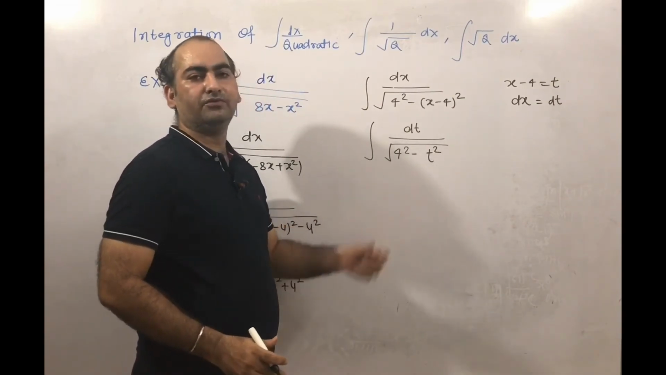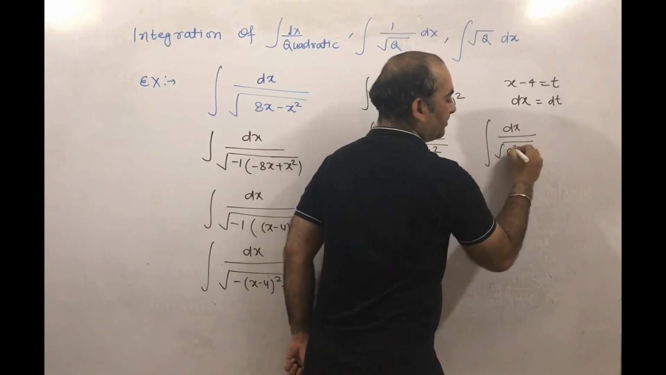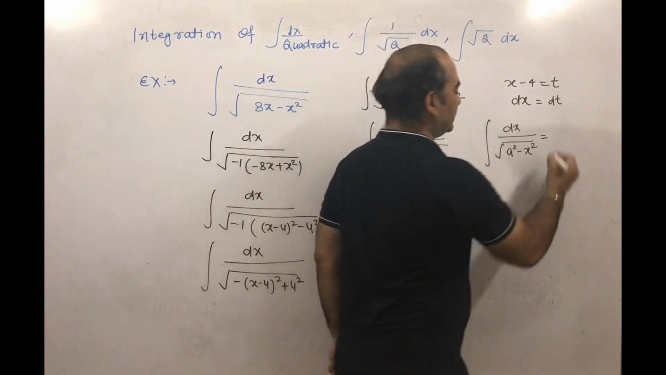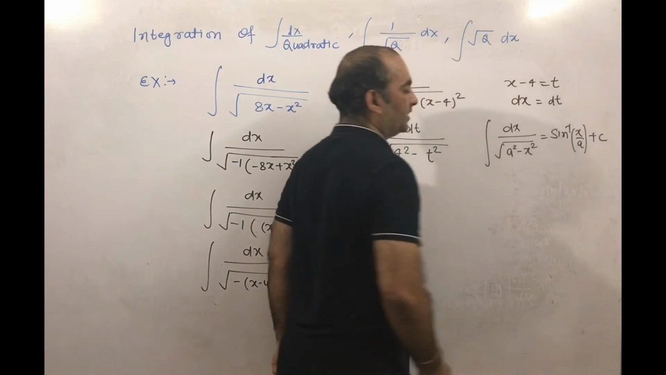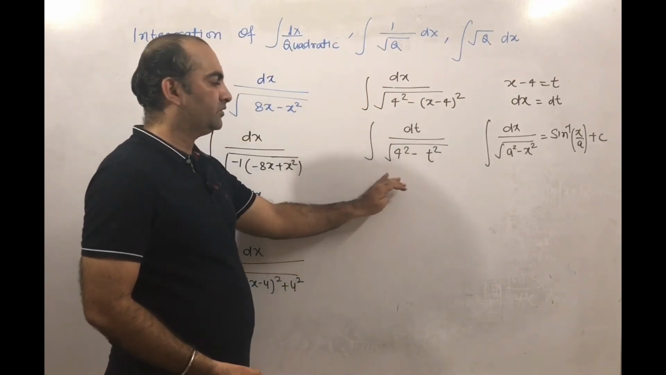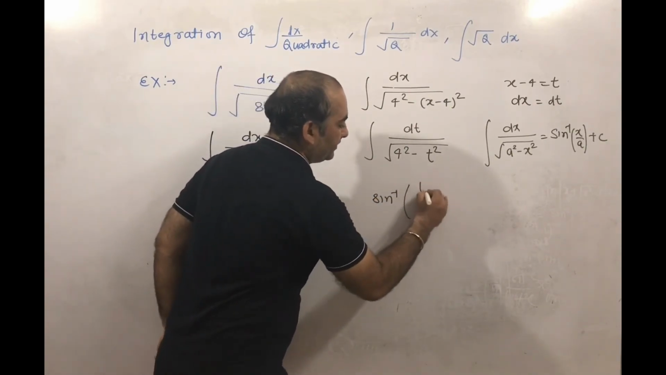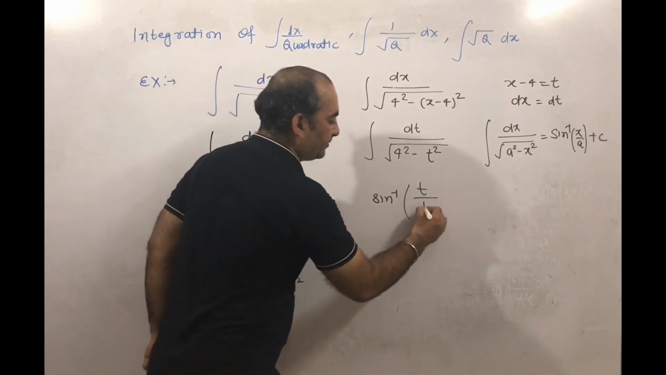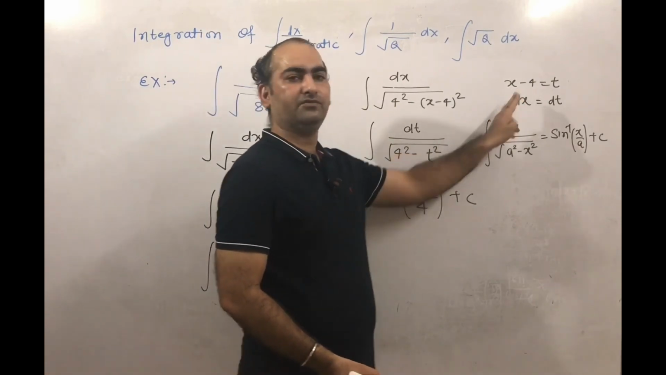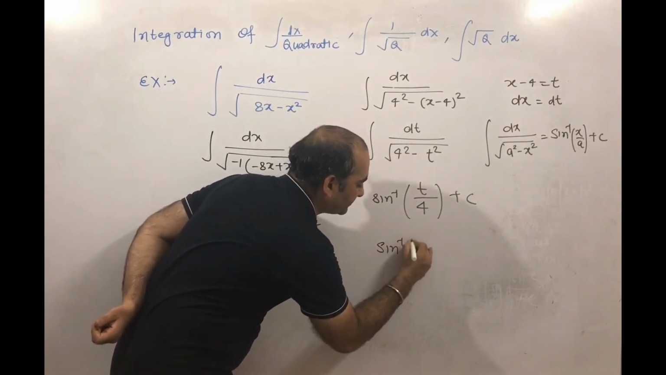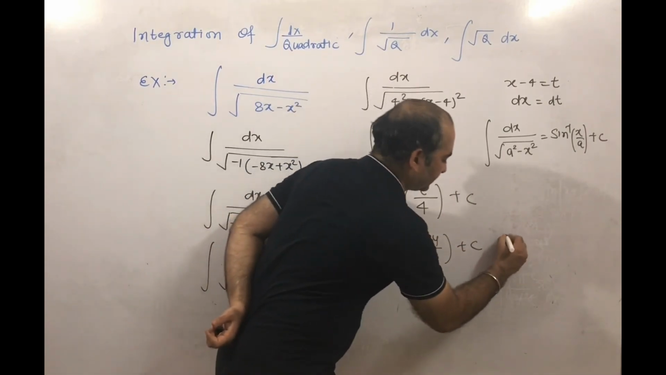For this integration we know the formula. Integration of dx divided by root over a square minus x square is nothing but what? Sine inverse x by a plus c. This formula we will apply here. So this integration we can write as what? Sine inverse t divided by a is what? 4. So t divided by 4 plus c. Now t value we will put here. So t is what? X minus 4. So this will come what? Sine inverse x minus 4 divided by 4 plus c. This is your answer.